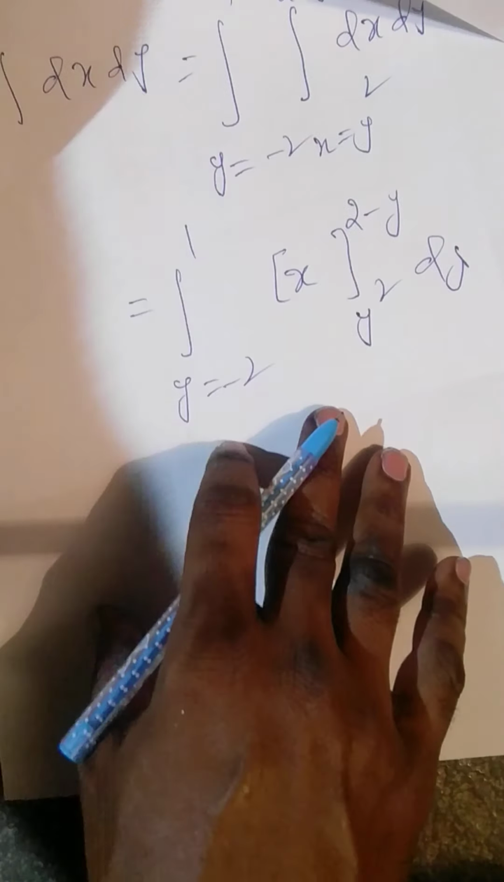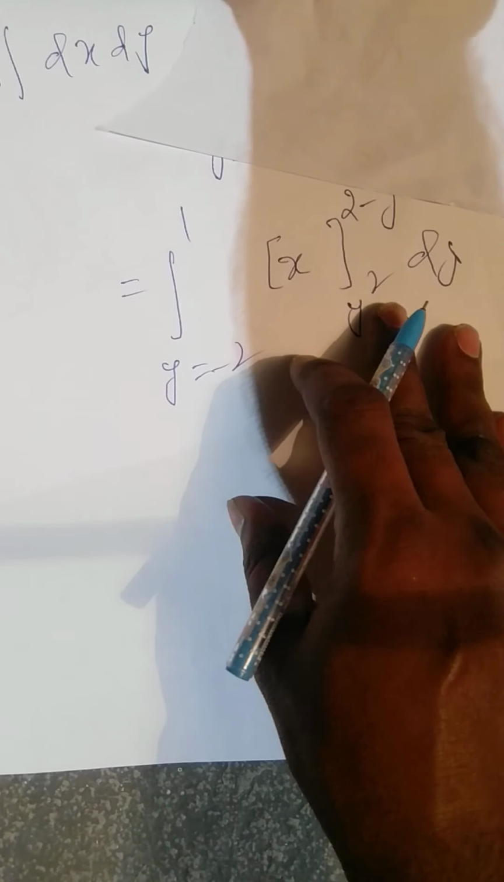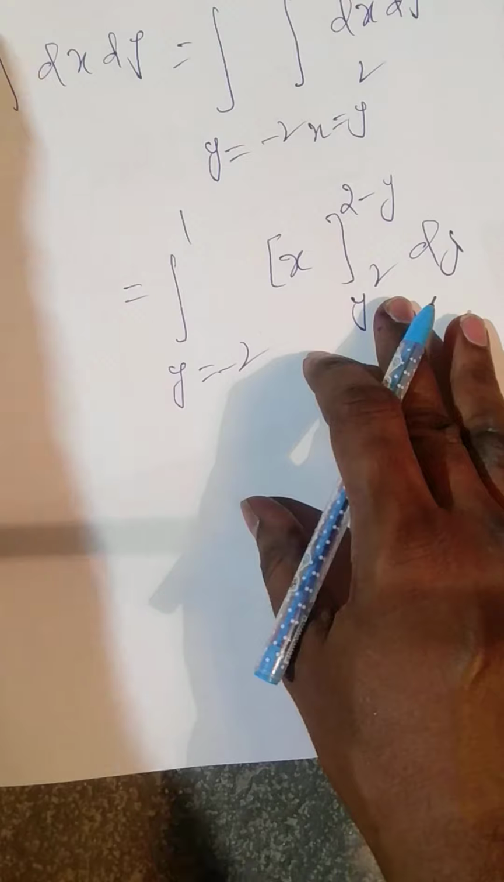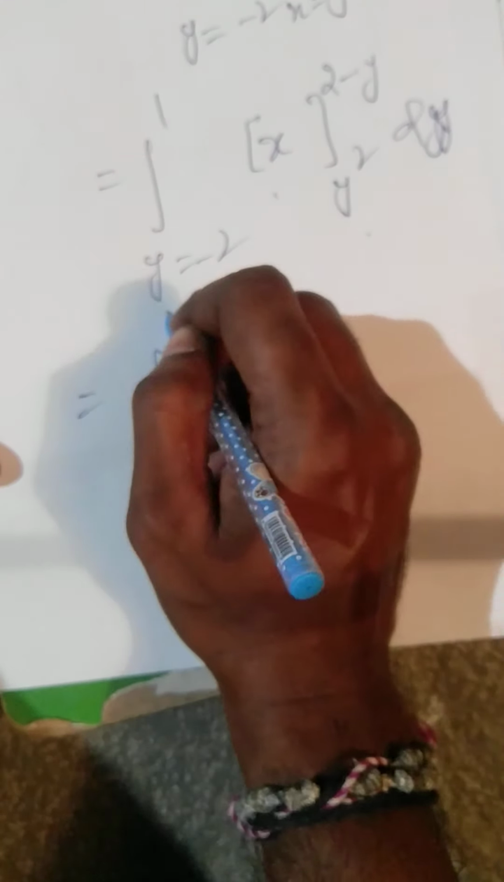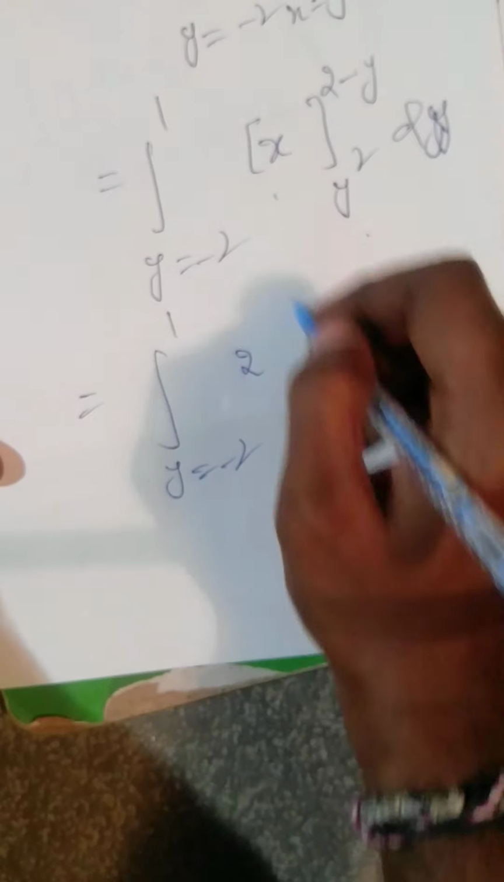Is it clear? Integration of dx is what? x. The limits for x are y square to 2 minus y, and this is dy. Now this is integral y equals minus 2 to 1. In place of x we can replace 2 minus y square, into dy.